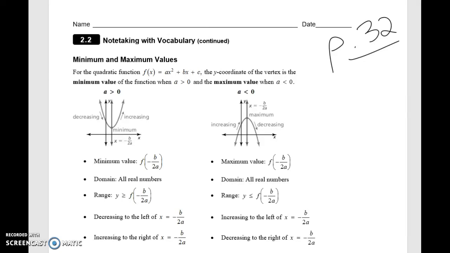This is the second video for section 2.2. Before we begin, you should look at journal page 32, and let's discuss the minimum and maximum values. Now you already know the vocab definition for min and max values.